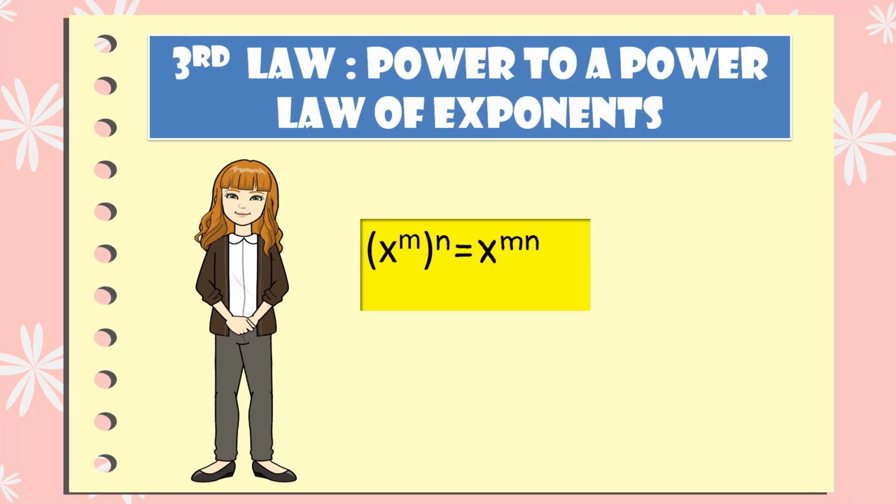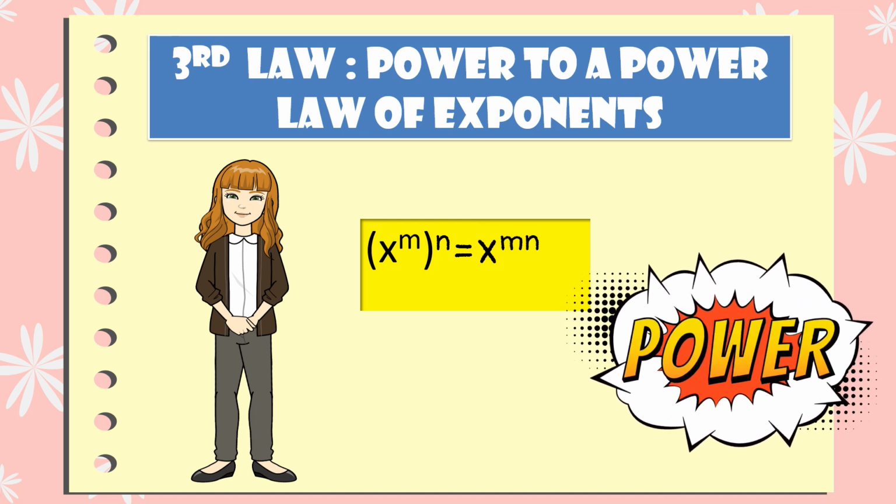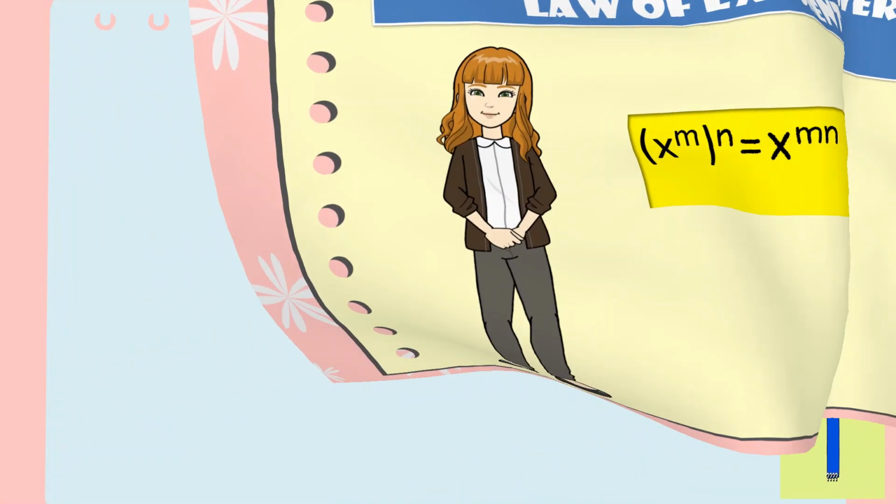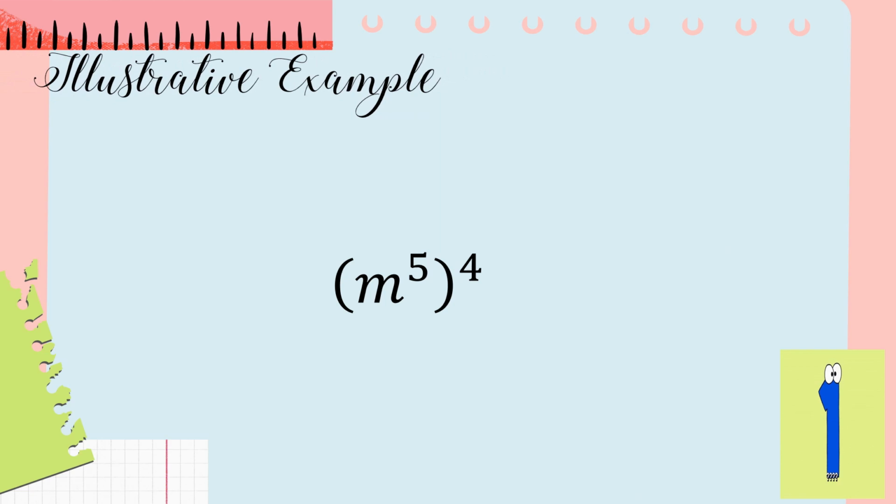So the third law of exponent, or the power to a power law of exponent, states that the quantity x raised to m raised to n is equal to x raised to the product of m and n. Let's have some examples. The quantity m raised to 5 raised to 4. So exponent inside multiplied by the exponent outside.